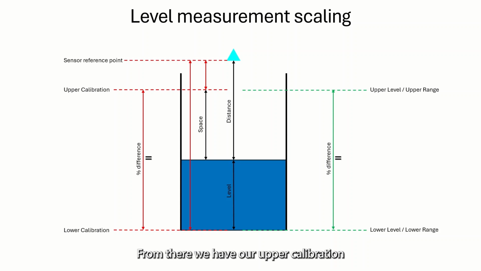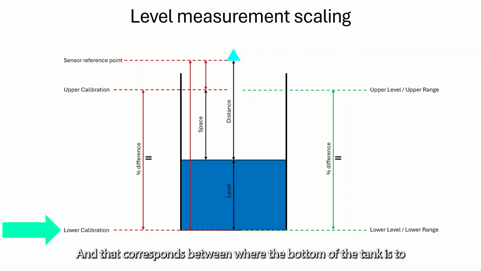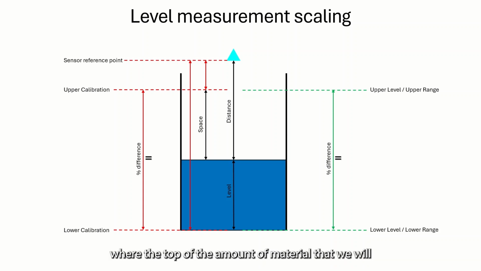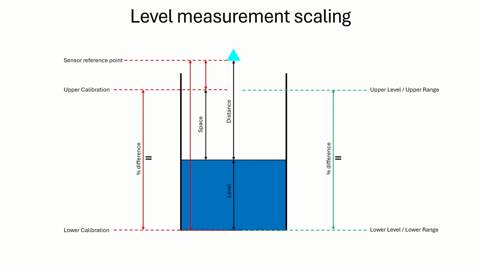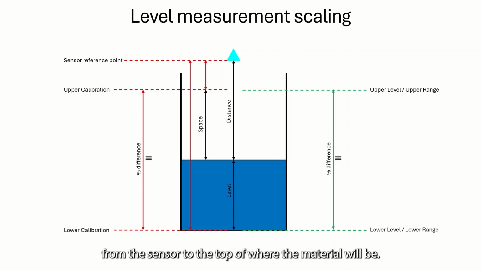From there, we have our upper calibration and our lower calibration, and that corresponds between where the bottom of the tank is to where the top of the amount of material that we will measure would be. So the distance from the sensor to the upper calibration point is where the material will normally be at 100% of capacity. And those two may be the same reference. That sensor could be right on that upper calibration point. In a lot of cases, it is not, especially with ultrasonics where we have a blanking distance that we need to consider. So from the sensor to the bottom of the tank, that's lower calibration. From the sensor to the top of where the material will be, that's upper calibration.